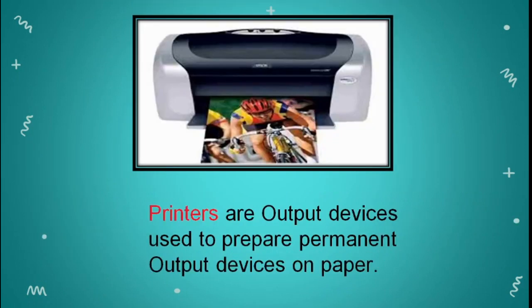Last one is printer. Printers are output devices used to prepare permanent output on paper. The output printed on a paper is called a hard copy. The output can be either in black and white or in color.